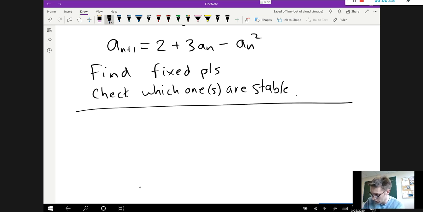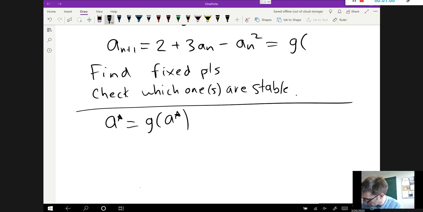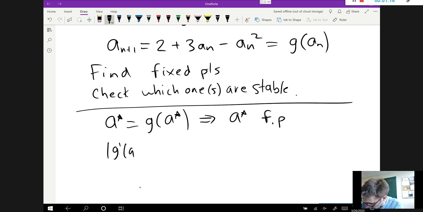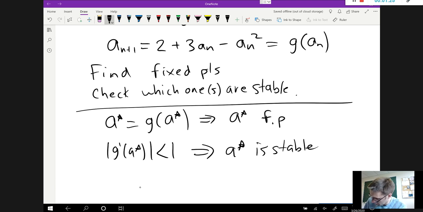Okay, so to remind you, a fixed point satisfies a* = g(a*), where in this case the right-hand side is just the g that we're interested in. So we can call that g(a_n). So that tells you that a* is a fixed point, or an equilibrium point is another name for it. Alternatively, if we want to know that it's stable, then |g'(a*)| less than 1 tells us that a* is stable. All right, so that's the background information we need to solve this problem. Let's go about doing that.